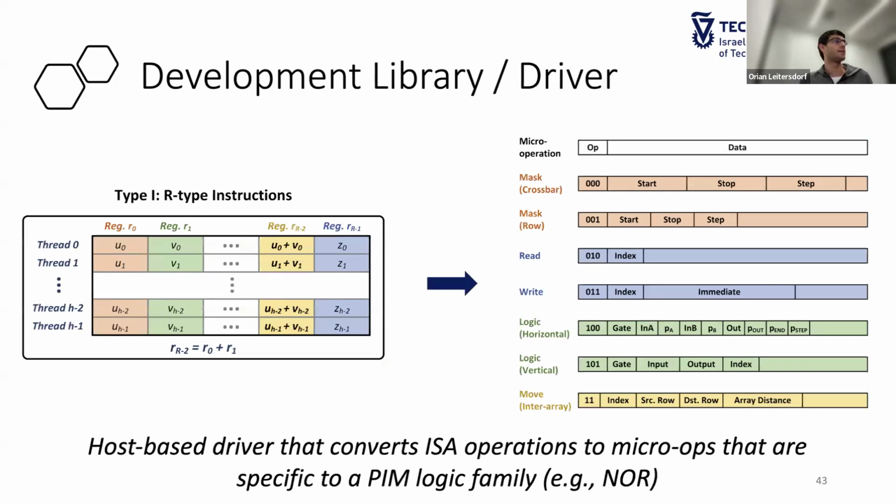Now, the role of the driver is to take these ISA instructions, the R-type instructions, and essentially to convert them to the sequence of micro operations. Again, more details in the paper, but at the end of the day, it's just the implementations of algorithms such as the PyPIM that get high-level algorithms to implement, like addition, multiplication, division, and then spit out a sequence of operations that need to be performed.